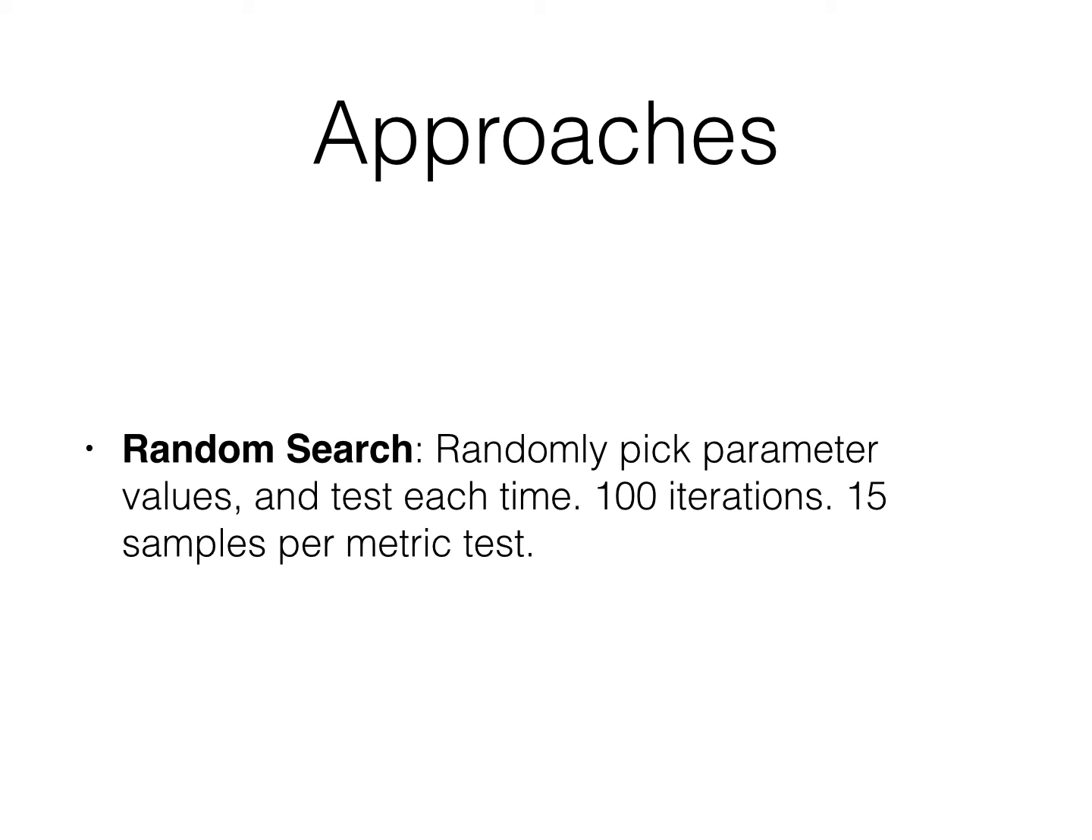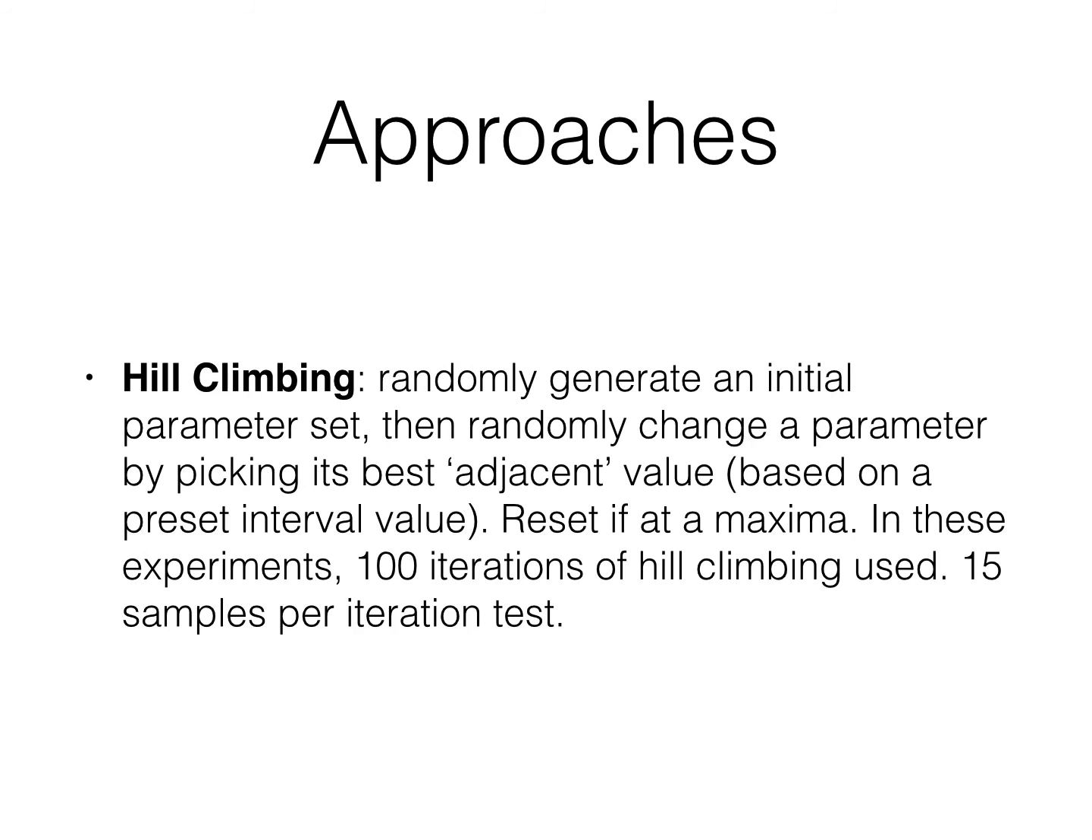The first one was random search, where you randomly pick some parameter values and test each one. It sounds like a stupid baseline, but it was actually, as you'll see, not as stupid as it first seemed. We had a hill climbing, where you would initially generate a random parameter set, and then slowly make tiny adjustments to it based on whichever one produced the highest benefit. And if we found that we were at a local maxima, we restart, because all of our adjacent changes don't provide any benefit. And finally, an evolutionary search.